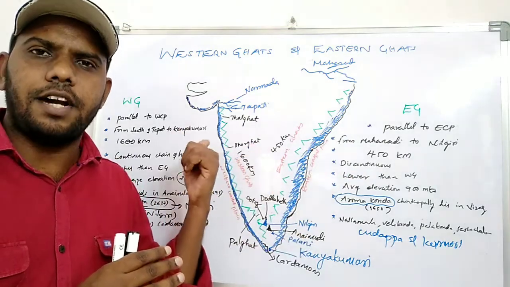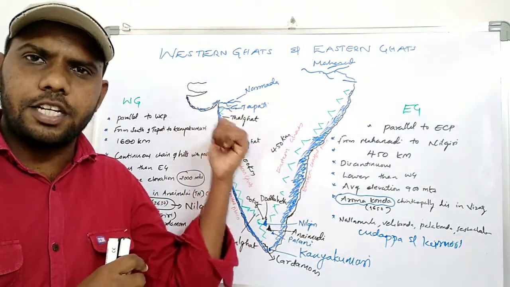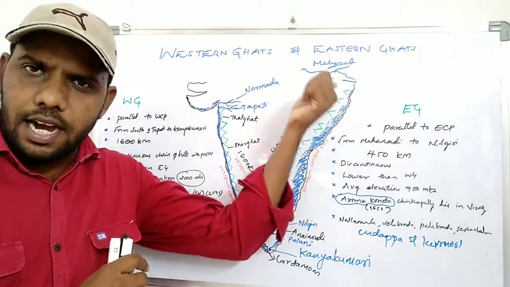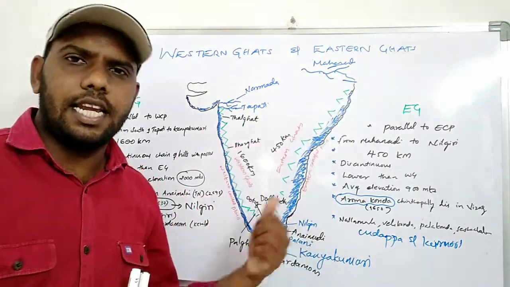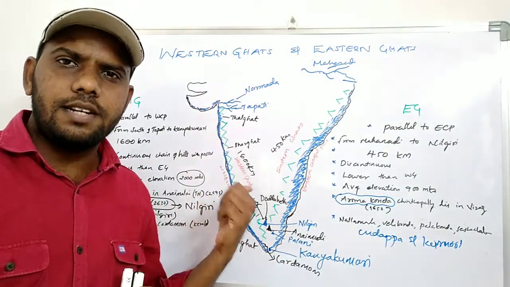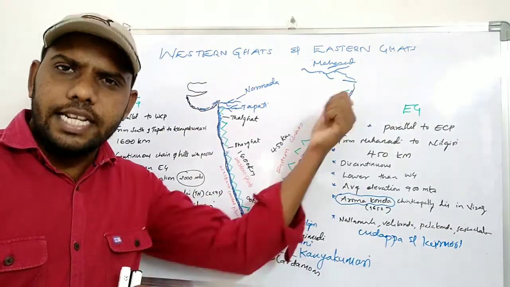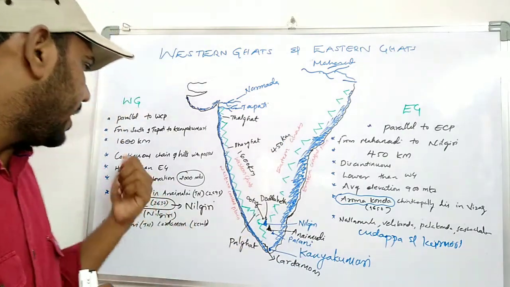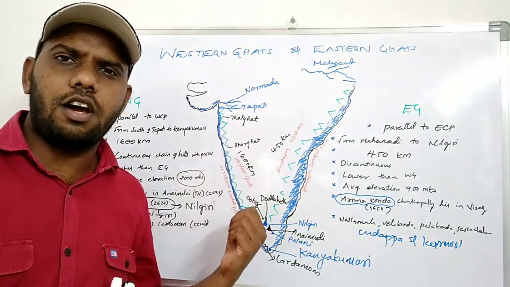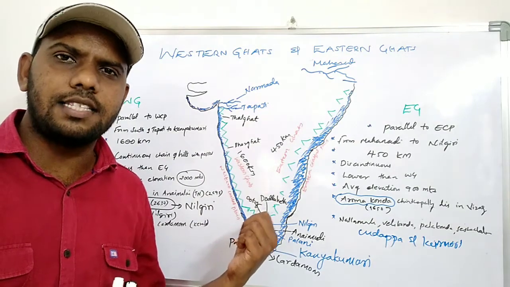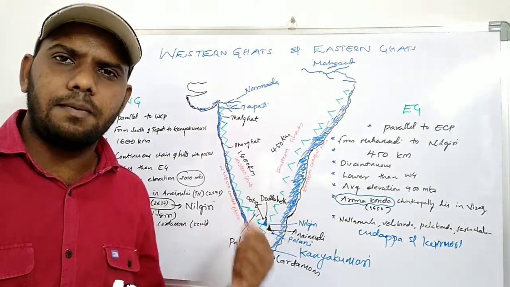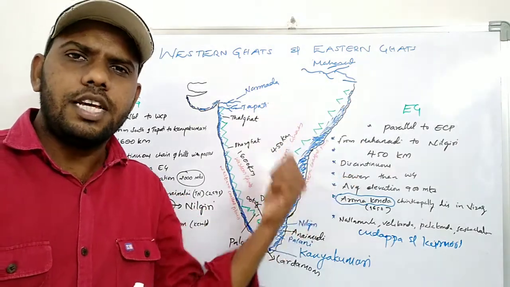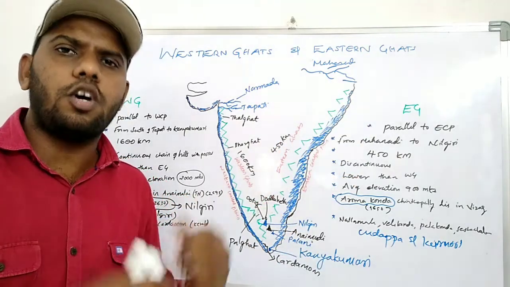Western Ghats extends from south of the river Tapti to Kanyakumari. Eastern Ghats extends from south of the river Mahanadi to Nilgiri Hills. Western Ghats covers a distance of 1600 km. Eastern Ghats covers a distance of 450 km. Got it, children? Western Ghats is a continuous chain of hills with a few passes such as Thal Ghat, Bhor Ghat, Palghat, etc. Eastern Ghats is a discontinuous chain of hills with a broad coastline.